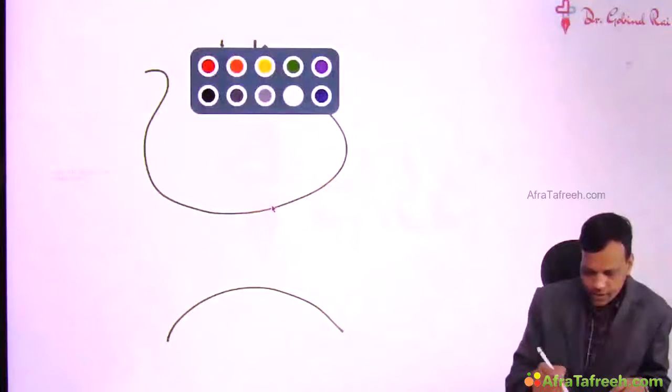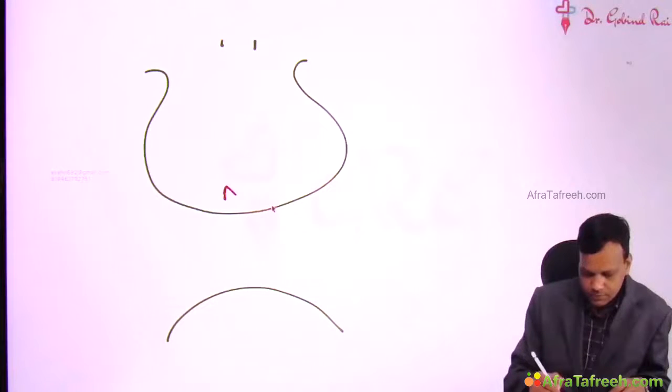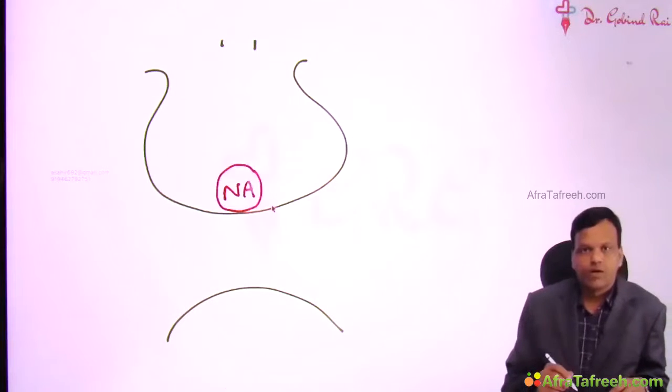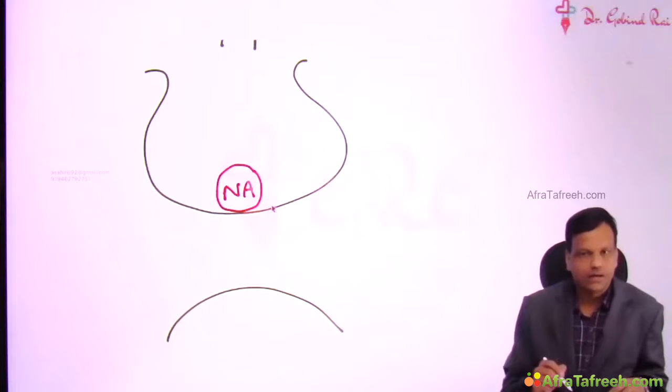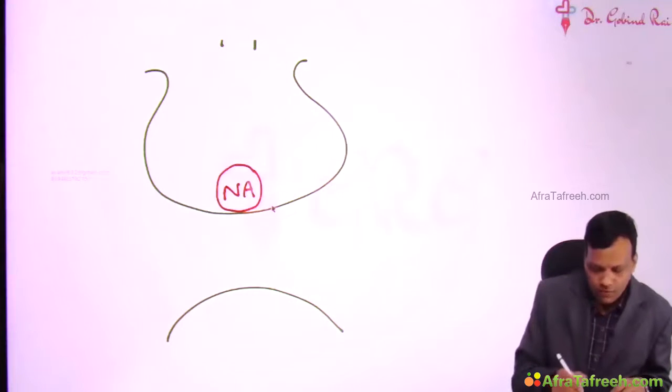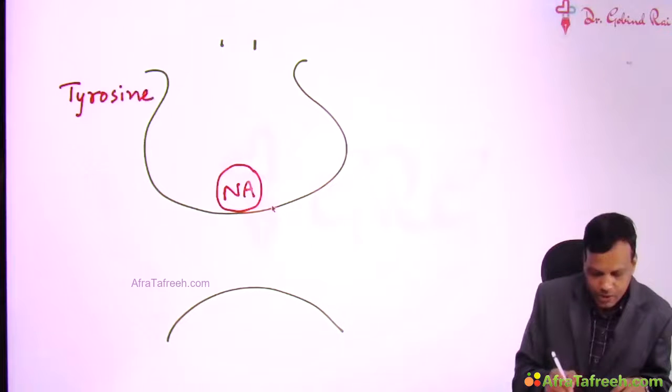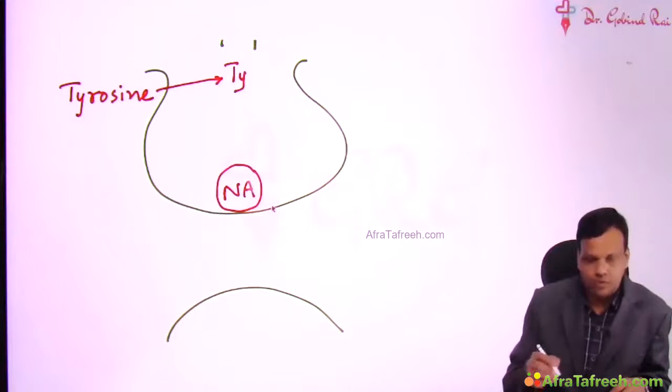So noradrenaline is produced and stored here. Now, from where does this noradrenaline come? The answer is the same. Noradrenaline is produced by this neuron because this is a neurotransmitter. But for noradrenaline formation, the raw material is taken from outside, which is tyrosine. So the first step is tyrosine comes from outside.